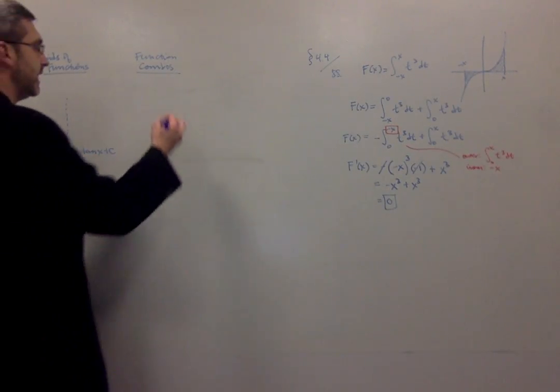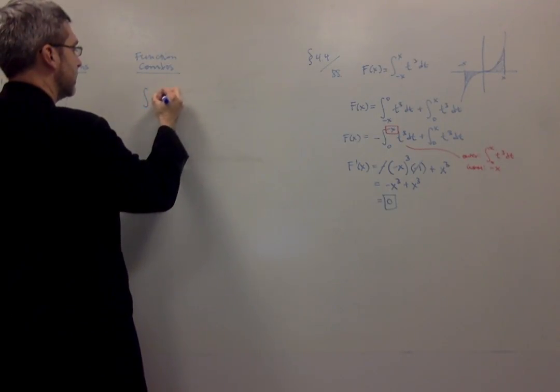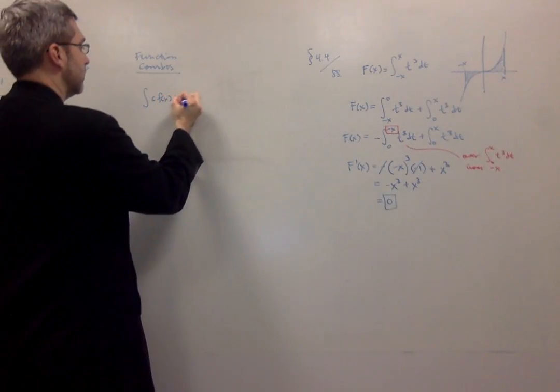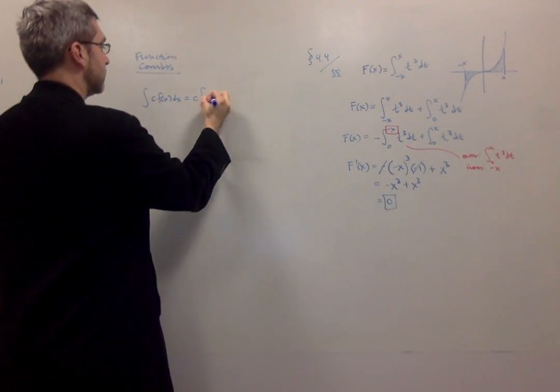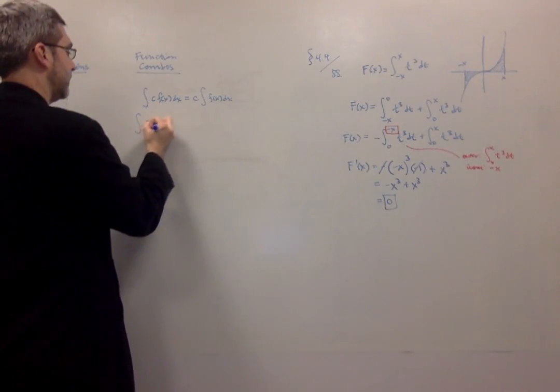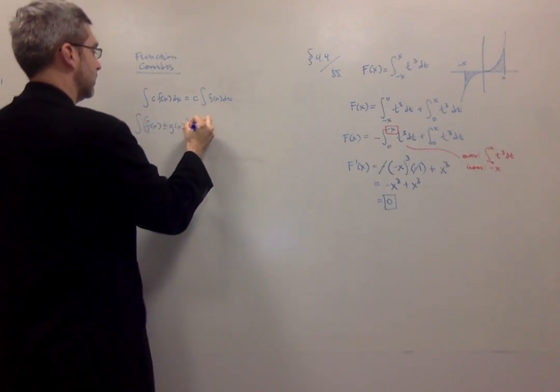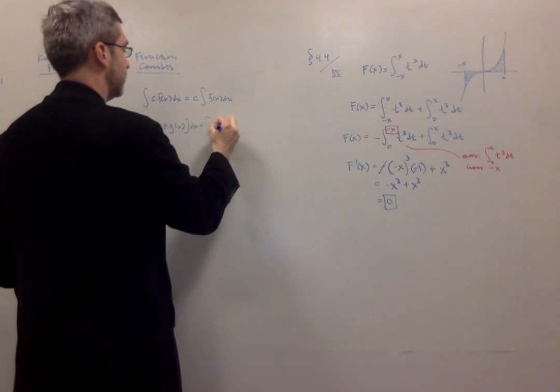For the combinations, the only combinations that we have right now are we could undo the constant multiple, and we can undo sums or differences by splitting them off individually.